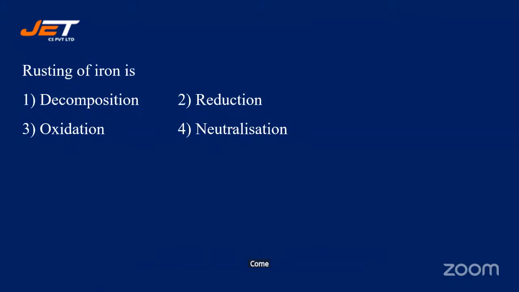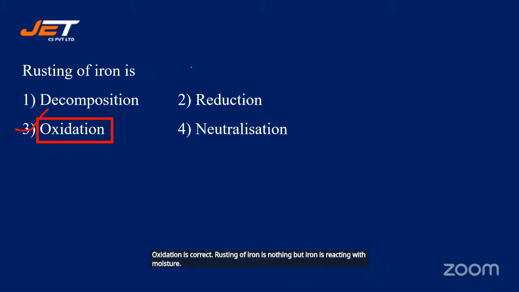Come on, guess the right answers. Pranita has mentioned it as option 3. Ashwita option 3. Afia option 4. Dastagir option 3. Swikruti option 2. Jannat option 4. So there is a mixture of answers. Oxidation is correct. Rusting of iron is nothing but iron reacting with moisture and oxygen to form rust.